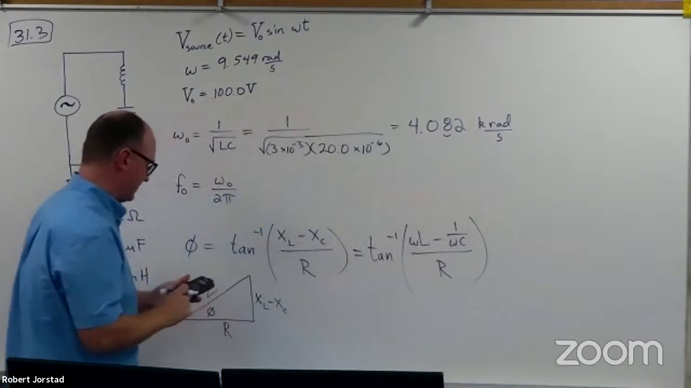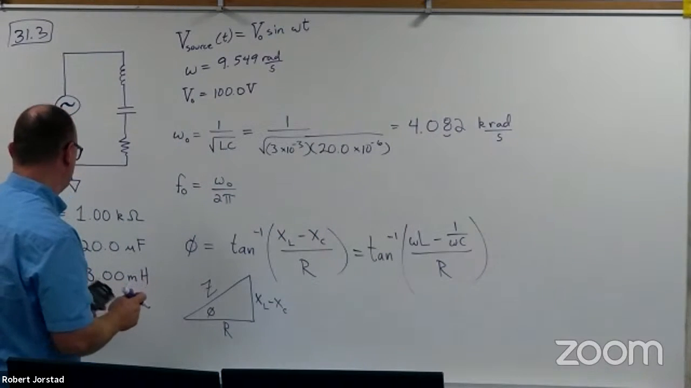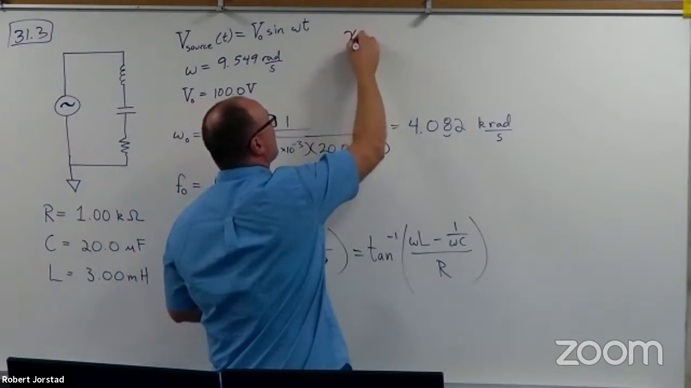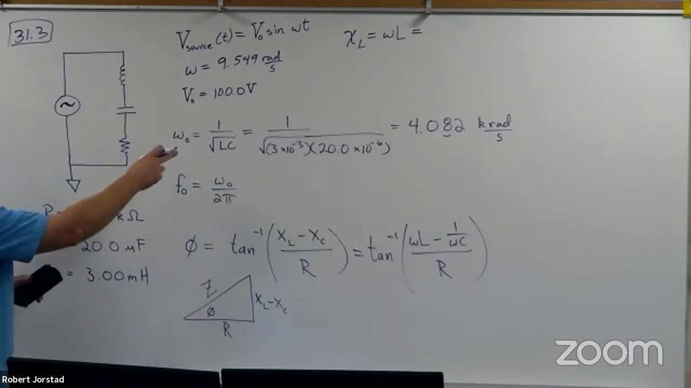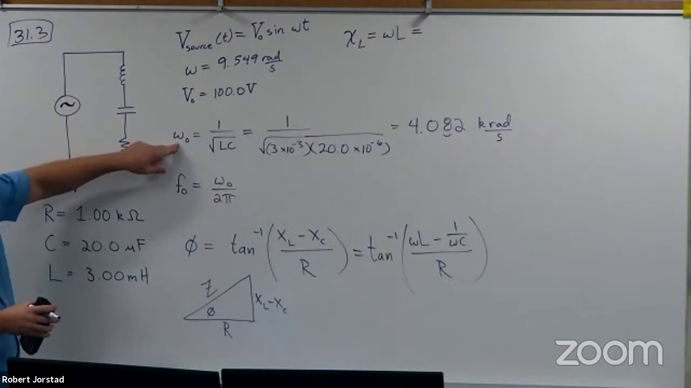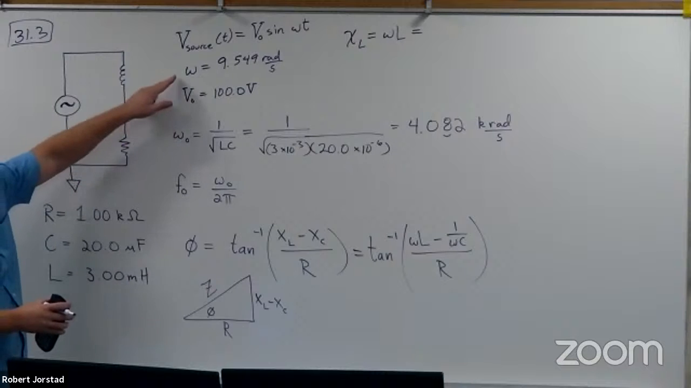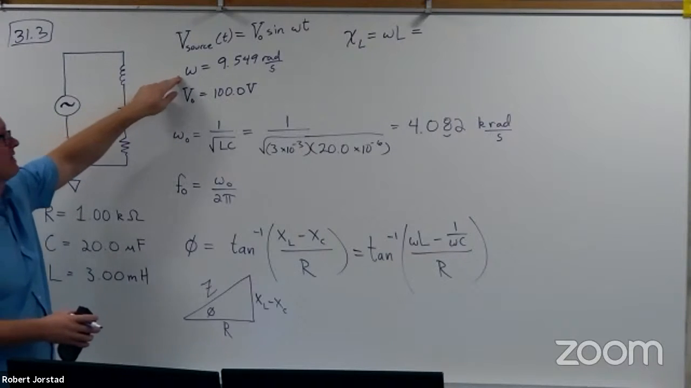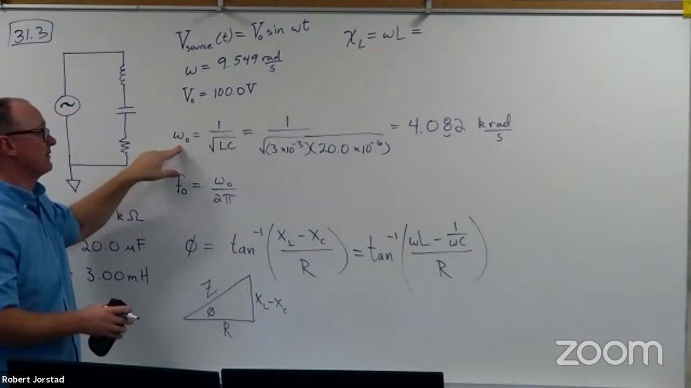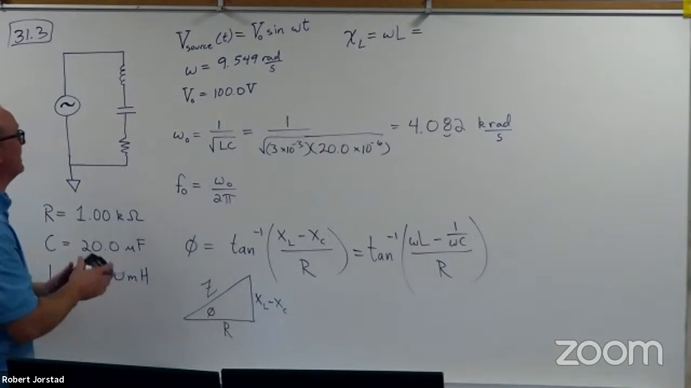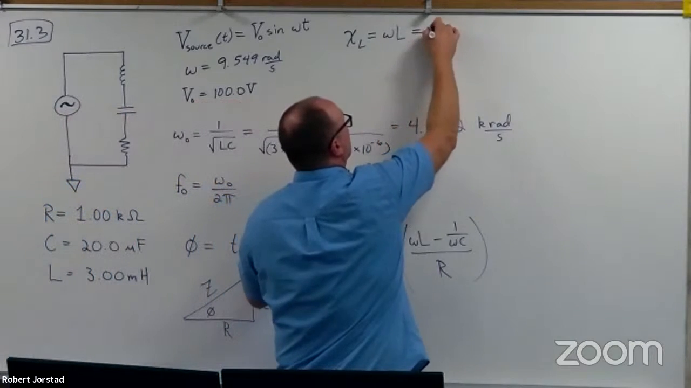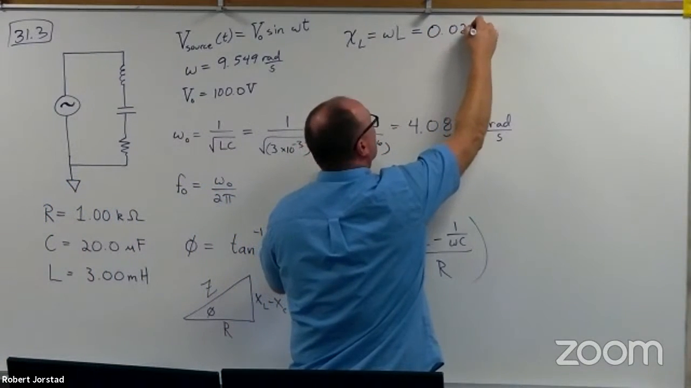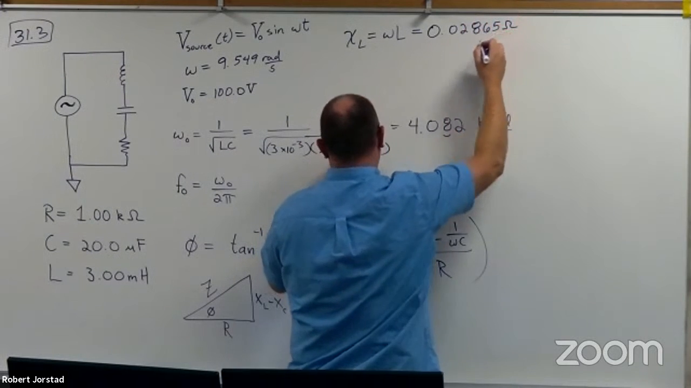Let's get a number for this phase angle. So plugging in the numbers, oh man, maybe I'll do these up top just so I don't lose them. XL is omega L. Punching that in, what was omega? It's not this. This is omega naught. I almost grabbed the wrong one. This is our operating frequency. That's what we need for X sub L. This is the resonant frequency. That just tells us which term is dominating. So 9.549 times 3e negative 3, I get 0.02865 ohms, something like that.